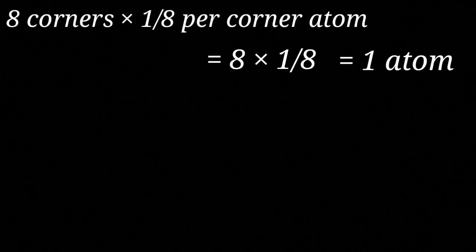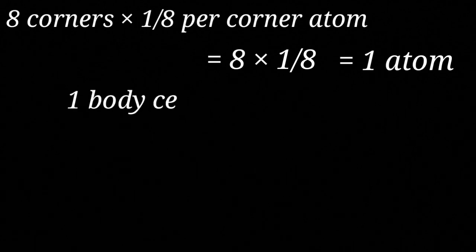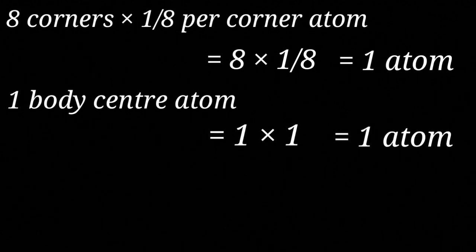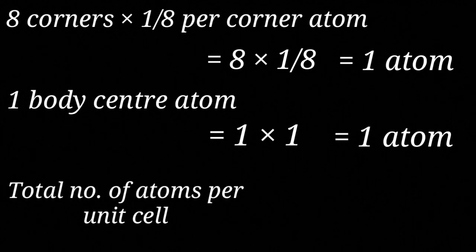Okay, like that, one whole atom is present in the body center, isn't it? In the center. So one body center atom will be equal to 1 into 1, and that is again 1. So the total number of atoms per body centered unit cell, or BCC, will be equal to 1 plus 1, that is 2 atoms. So altogether 2 atoms are present in a body centered cubic unit cell. For the primitive cubic unit cell, it is only 1 atom.